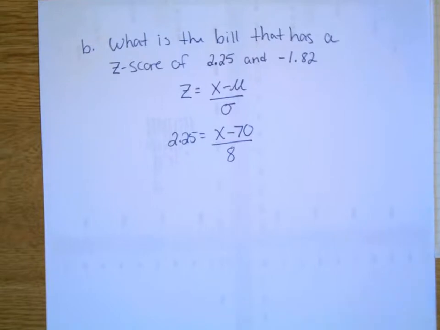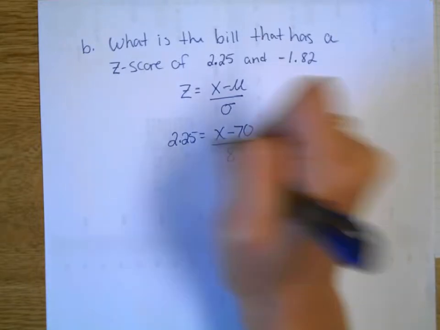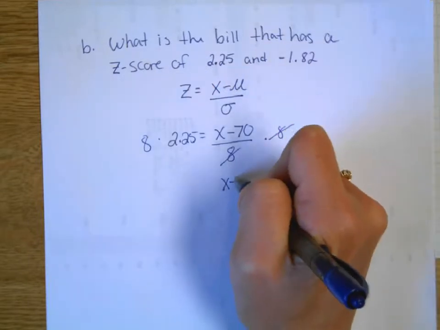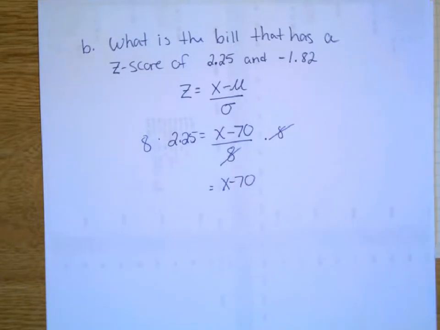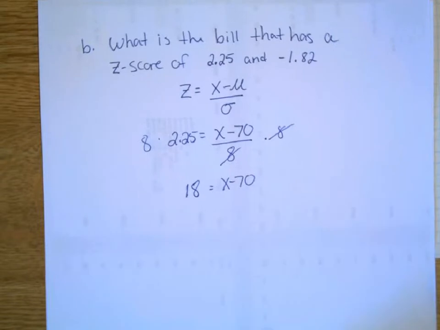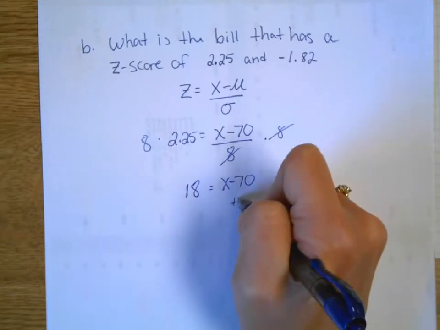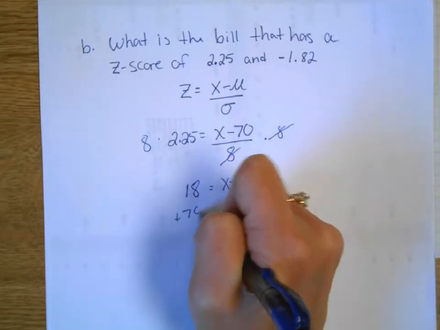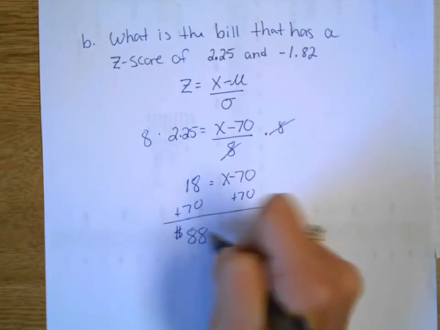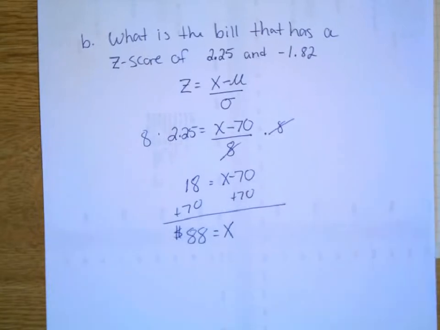So what are my two algebra steps that I need to do to solve this for x? Multiply by 8. 2.25 times 8 is 18. And now add 70. So $88 is the bill that goes with that z-score.